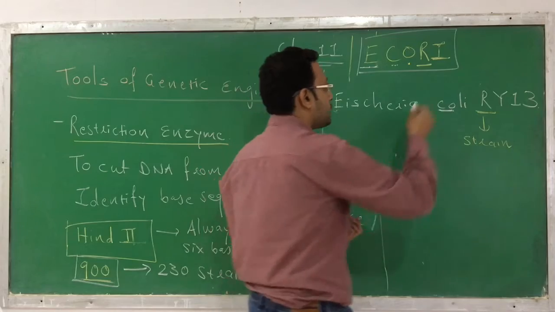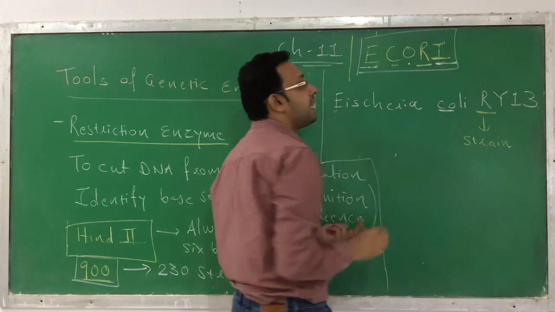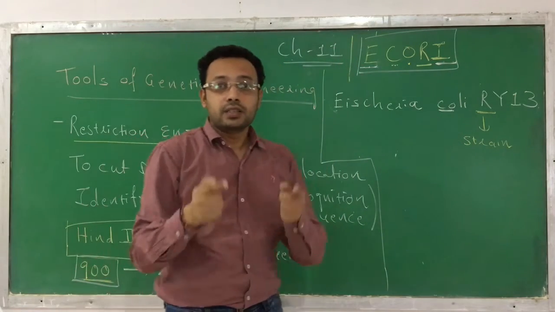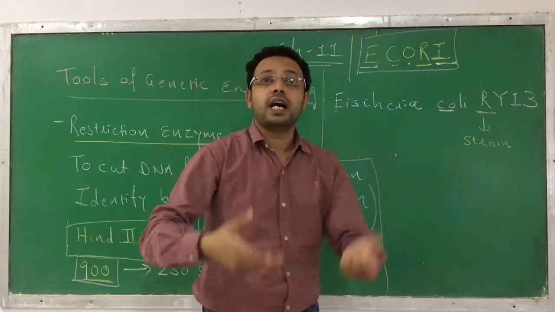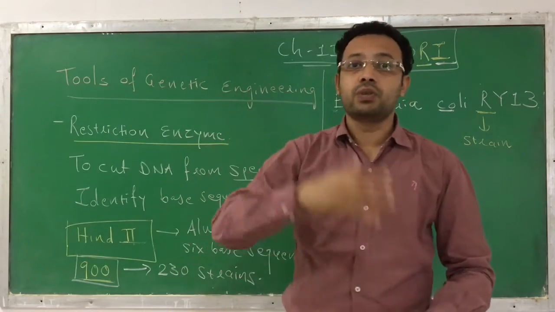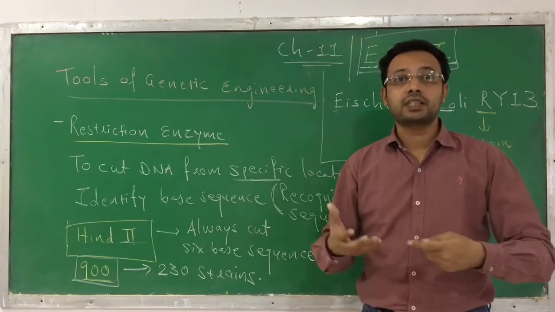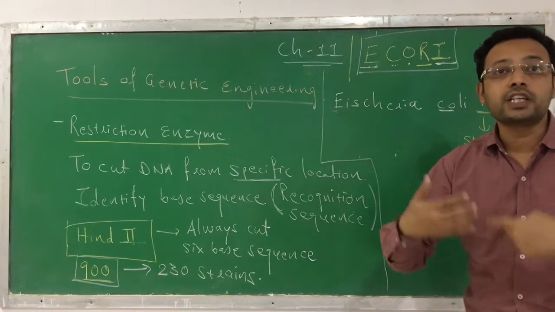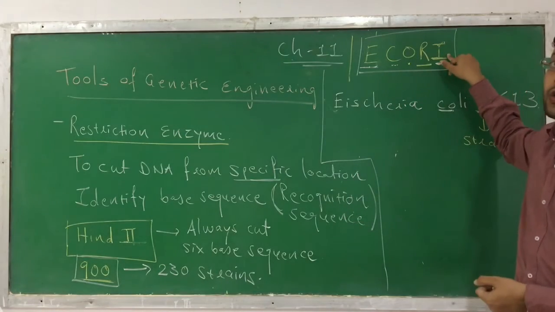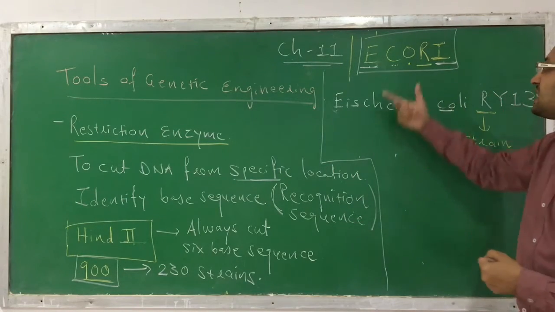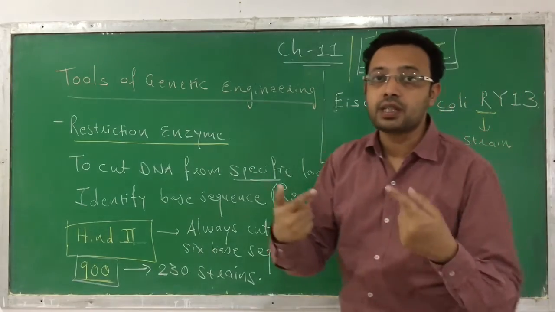And the last one is the Roman letter. The Roman letter indicates the order in which it was isolated: which was the first, which was the second, which was the third, etc. According to the order of discovery, they are given a Roman numeral. Clear? So this is how restriction enzymes are named.